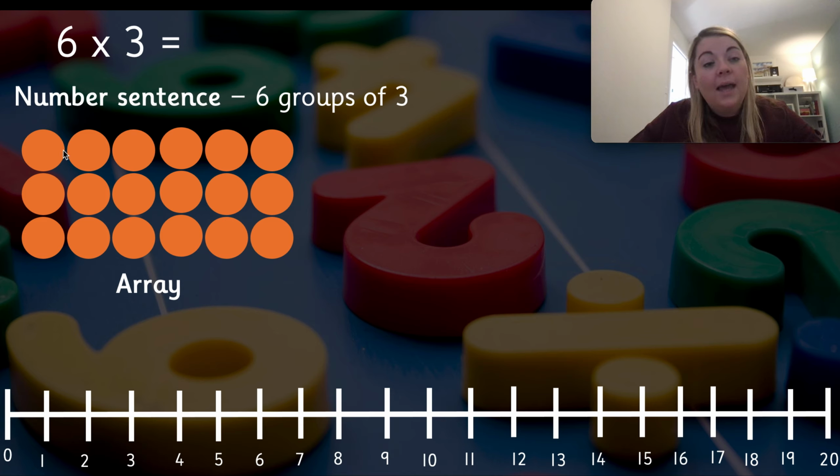Now you'll notice that I did 6 groups of 3, but I could also have done 3 groups of 6. So my line here is 1 group of 6, 2 groups of 6, 3 groups of 6. So going back to my array in groups of 3, if I now skip count, so 3, 6, 9, 12, 15, 18, because I'm counting each group in 3. So 6 times 3 is 18.